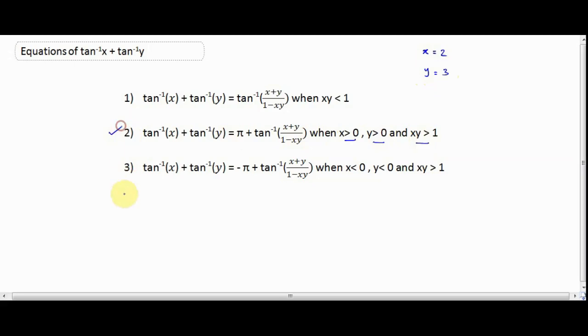So we will be using this second equation. Okay, now let's see the third equation. The third equation is applicable when x is less than 0, y is less than 0, and the product x into y is greater than 1. Okay, in our case x and y values are greater than 0, therefore this equation is also not applicable. So we will be using this second formula to solve our problem, that is tan inverse of x plus tan inverse of y equal to pi plus tan inverse of x plus y divided by 1 minus x into y. Okay, now let's go back to our problem.